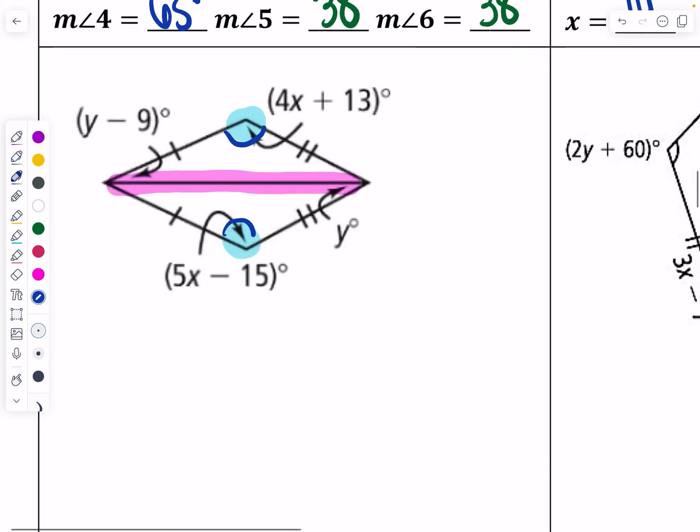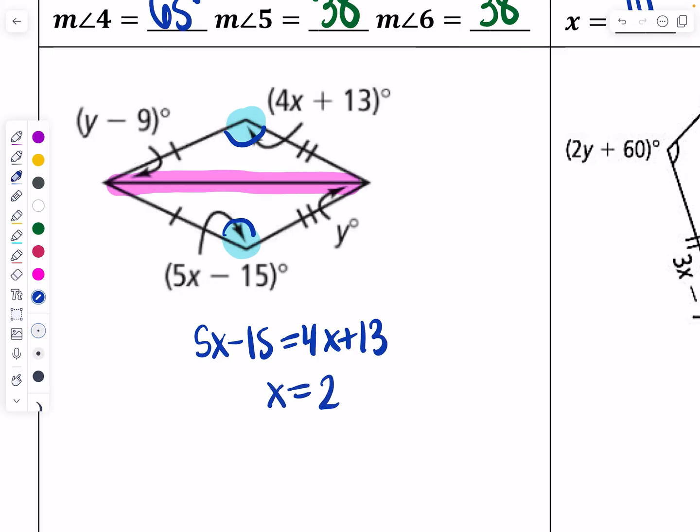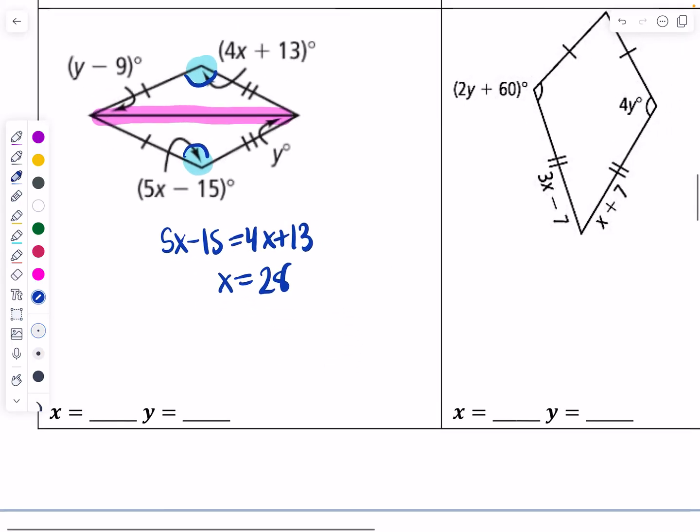Those two blue angles are going to be congruent to each other, and so I'm immediately able to set 5x minus 15 equal to 4x plus 13. So I end up getting x equals 28, I believe. X is 28. Okay? So there's x.